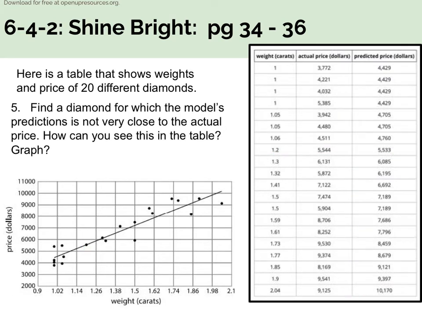All right, number 5: find a diamond for which the model's prediction is not very close to the actual price. How can you see this in the table and graph? Go ahead and figure that out and come back to me. Pause and answer. Come back.